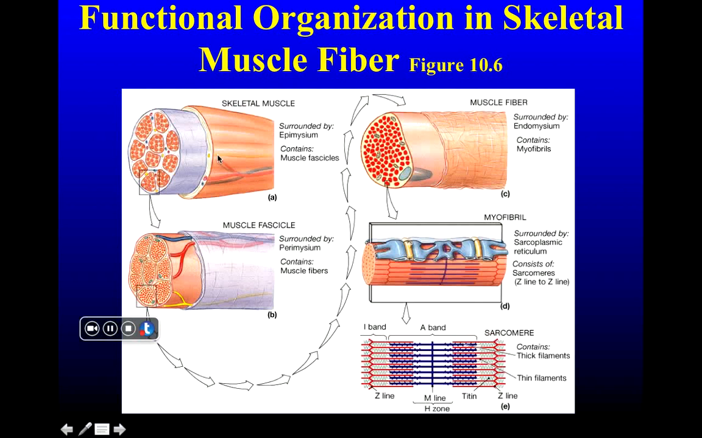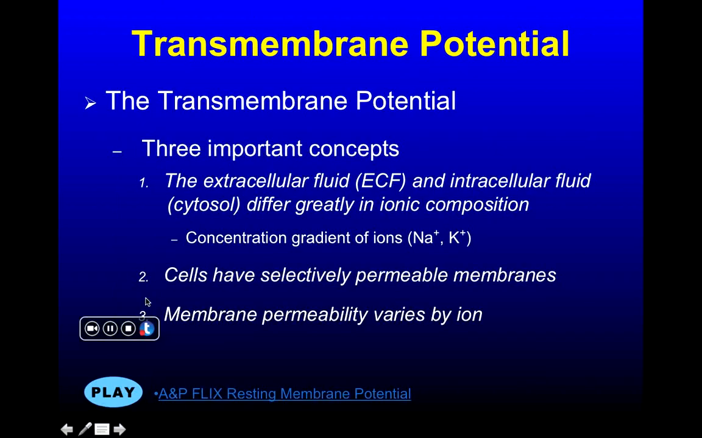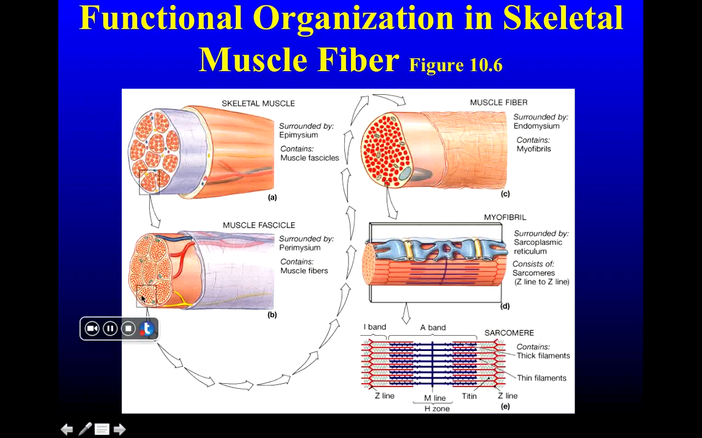Okay, so let's recap. Whole skeletal muscle surrounded by what? Epimysium. Groups of muscle fibers called fascicles are surrounded by what? Perimysium. So this is a fascicle surrounded by perimysium. This fascicle is made up of groups of, what are these things? What are these right here? These are muscle cells. Good job.